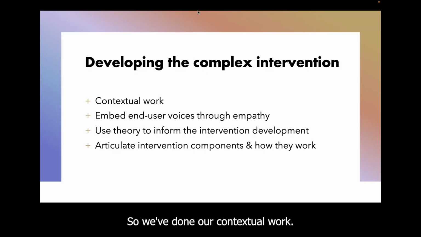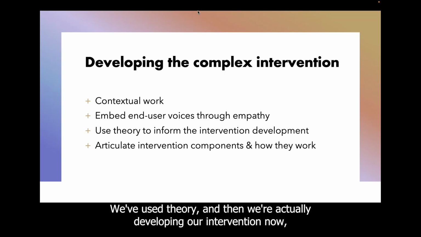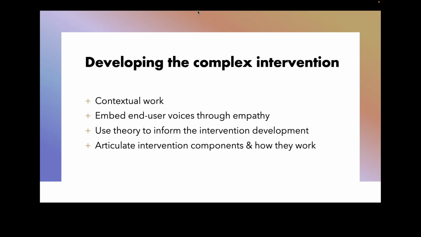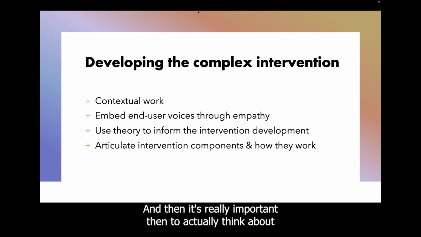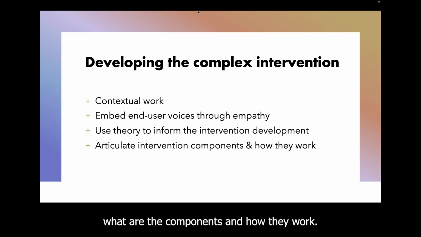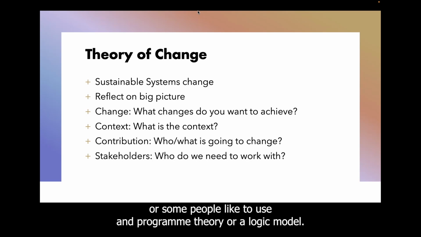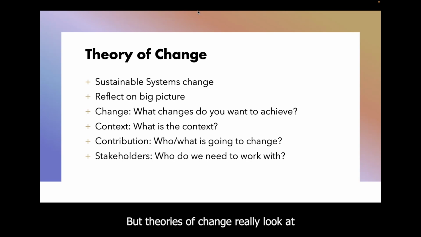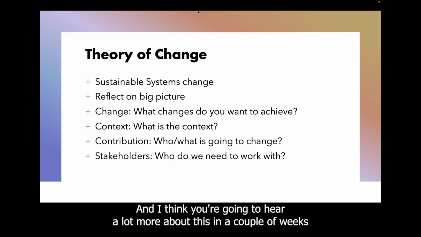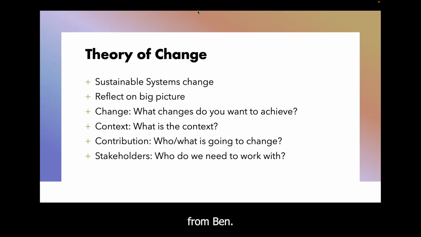So we've done our contextual work, we've embedded the end user voices through empathy, we've used theory, and then we're actually developing our intervention now. And we've put together the components that we know might work for this intervention. Then it's really important to think about what the components are and how they work. One way we can do that is thinking about a theory of change, or some people like to use program theory or a logic model. But theories of change really look at sustainable systems level change. And I think you're going to hear a lot more about this in a couple of weeks from Ben.